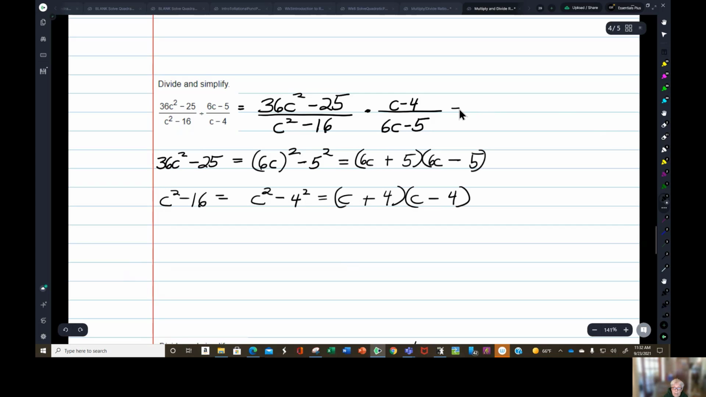So now I'm going to go back up here and write 36c squared minus 25 as 6c plus 5 times 6c minus 5 over c plus 4 times c minus 4, times c minus 4 over 6c minus 5.